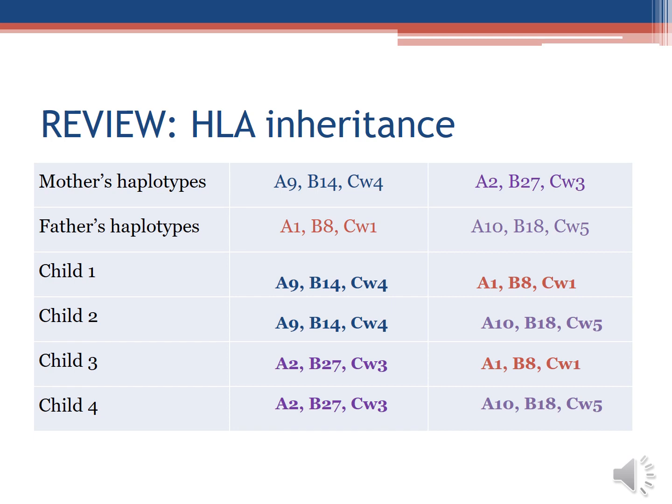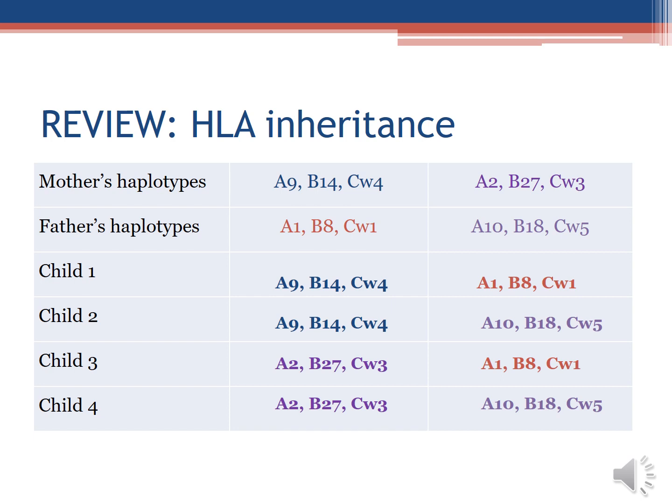So remember, you have to have one from the mother and one from the father. On child 3 and 4, whatever haplotype you didn't use in the top 2 rows of child 1 and 2, you'll put down in 3 and 4. So that would be A2, B27, and CW3. And then you'd fill in the father's haplotype for those.